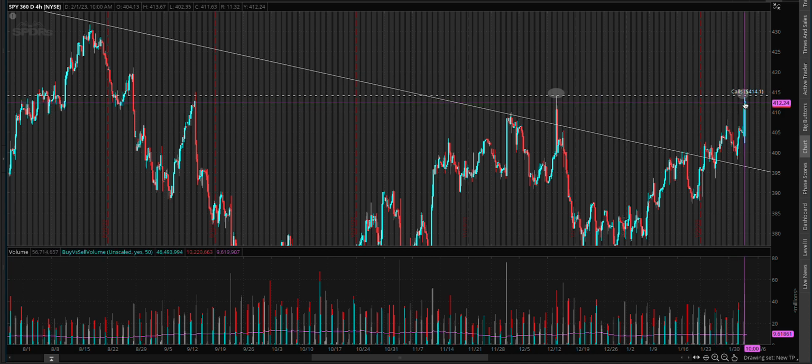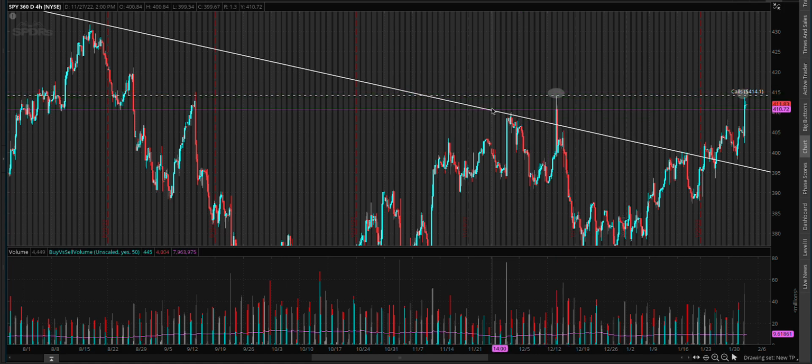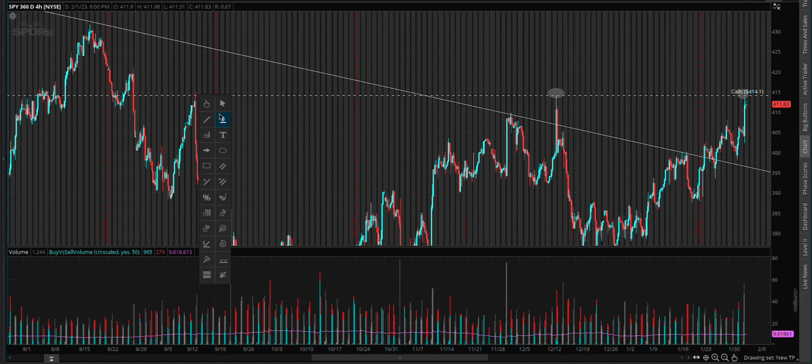Now, the highest we hit today was 413.67, but this high is 414.10. And look at this high right here. This is another high right here, 415.02. So I'm going to mark that down.